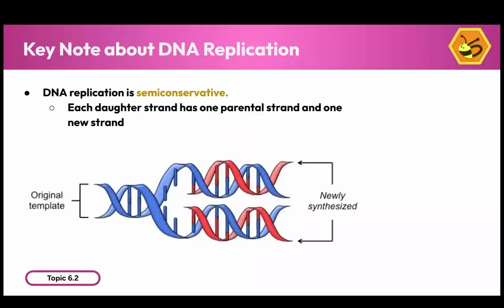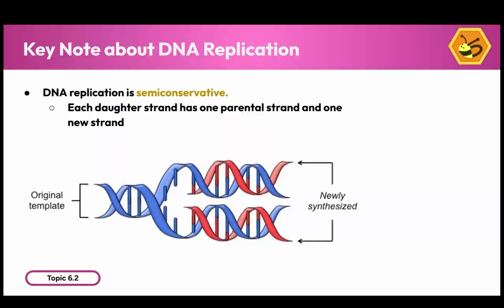All right, so back to the keynote about DNA replication. One very important point you need to know about DNA replication is that it's semi-conservative. So what does this mean? This means that each new DNA molecule consists of one original parent strand and one newly synthesized strand. In other words, you conserve one old strand and make one new strand. So let's look at this diagram. Look at blue.